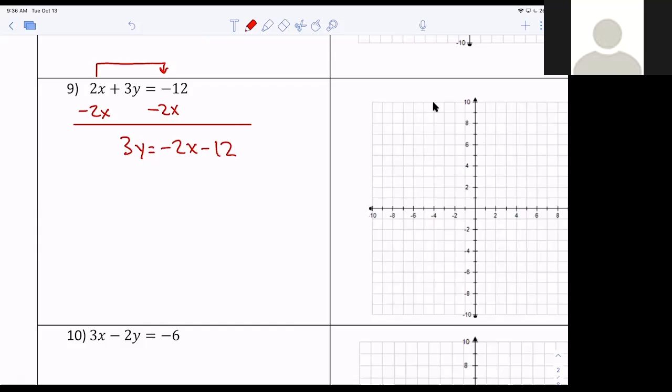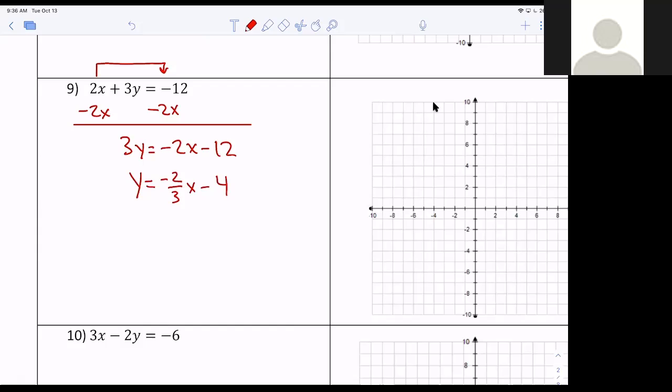Now what do I have to do? Now you divide by 3. Now I'm dividing by 3. So y equals negative 2/3 x minus 4. Now, Mr. Caruso, do you understand me? Yeah.